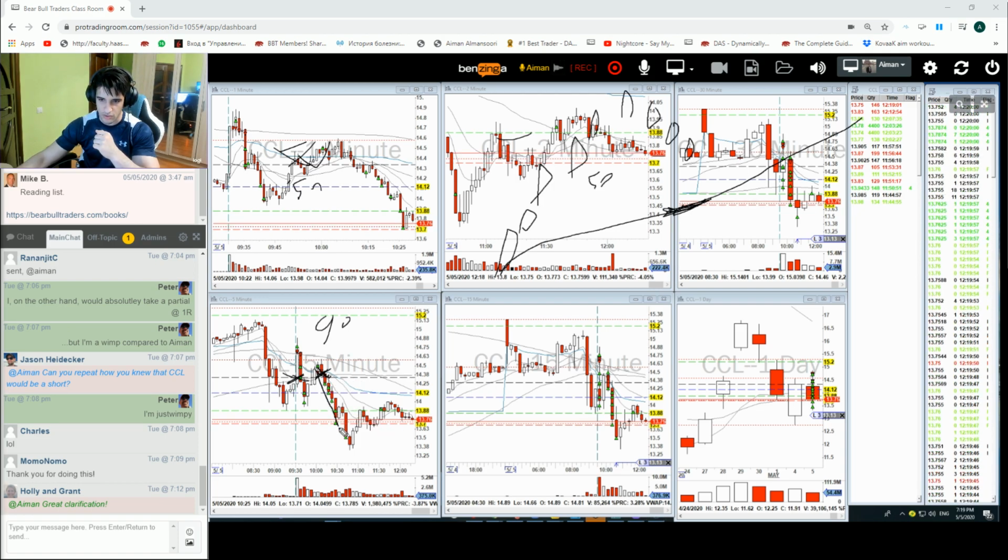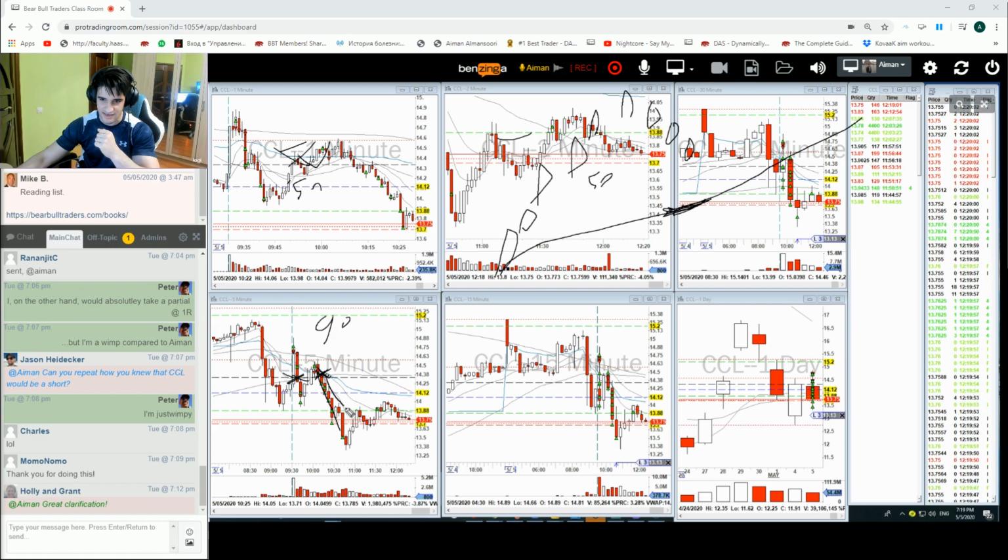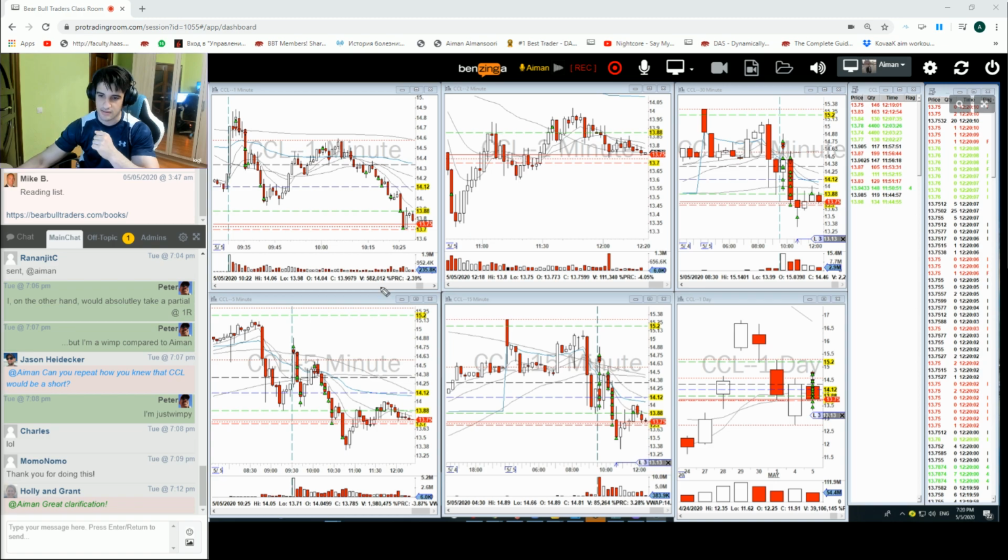Now that it dropped a lot right here and it started its trend, I would pay attention to the 9 moving average, and I would pay attention to the 20 moving average and the moving averages on the other time frames.